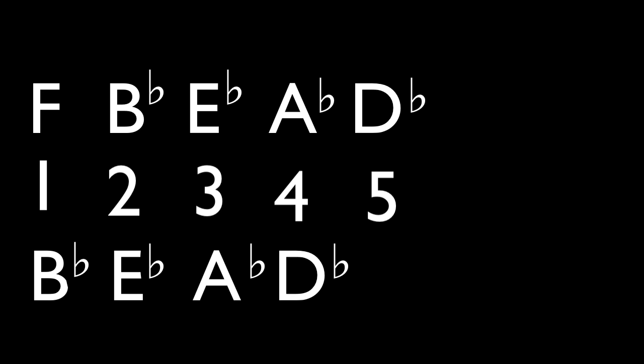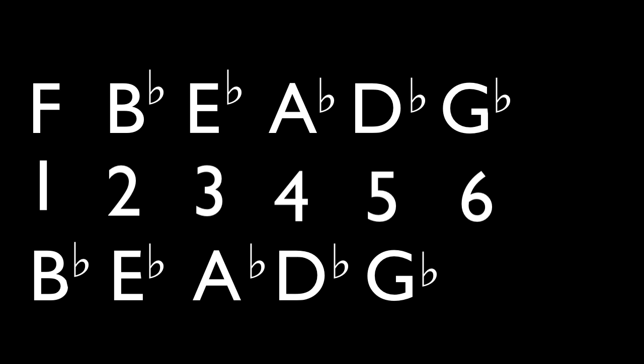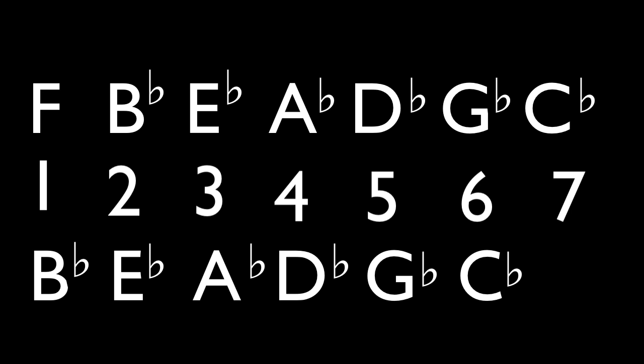So the key of F we discovered had one flat, it's B flat. The key of B flat has two, that's B flat and E flat. The key of E flat has three flats, B flat, E flat, and A flat. The key of A flat has four flats, B flat, E flat, A flat, and D flat. And the key of D flat is next with five flats, so that's going to be the word BEAD: B flat, E flat, A flat, D flat, and G flat. G flat comes after that, and you've got six flats, so it's going to be BEAD and G plus the C flat. The last one finally is the key of C flat with seven flats, everything flat.